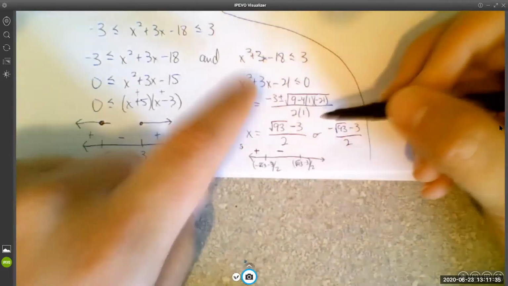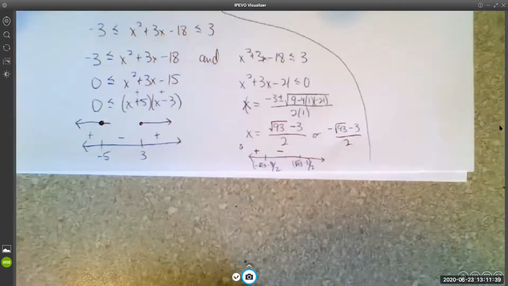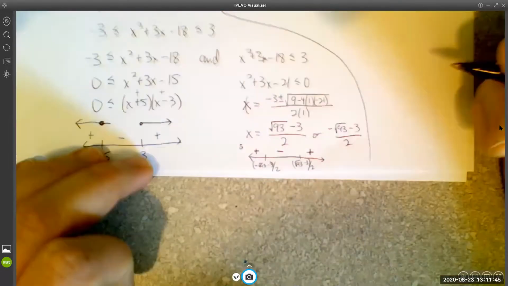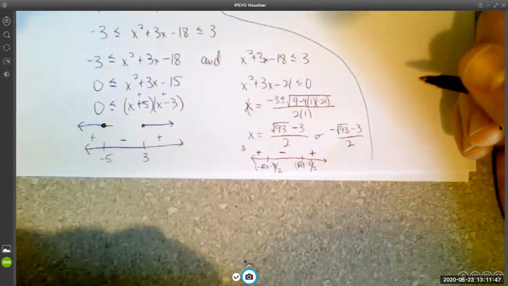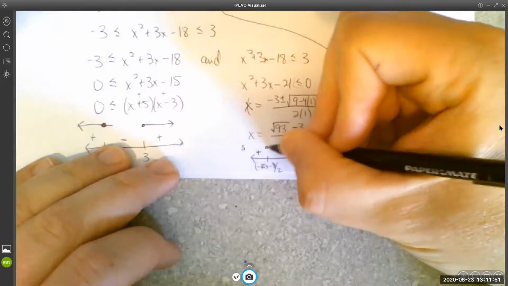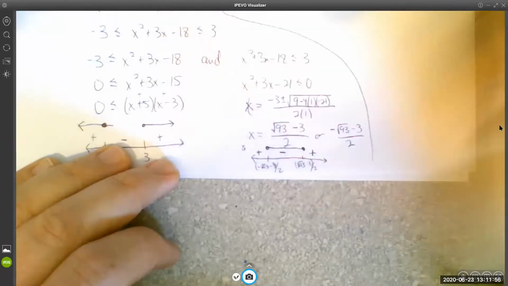If I plug in 4, I get 16 plus 12 minus 21. That's positive as well in that region. Okay. And I'm looking for where this thing is less than 0, though. So I'm looking for that region right there.